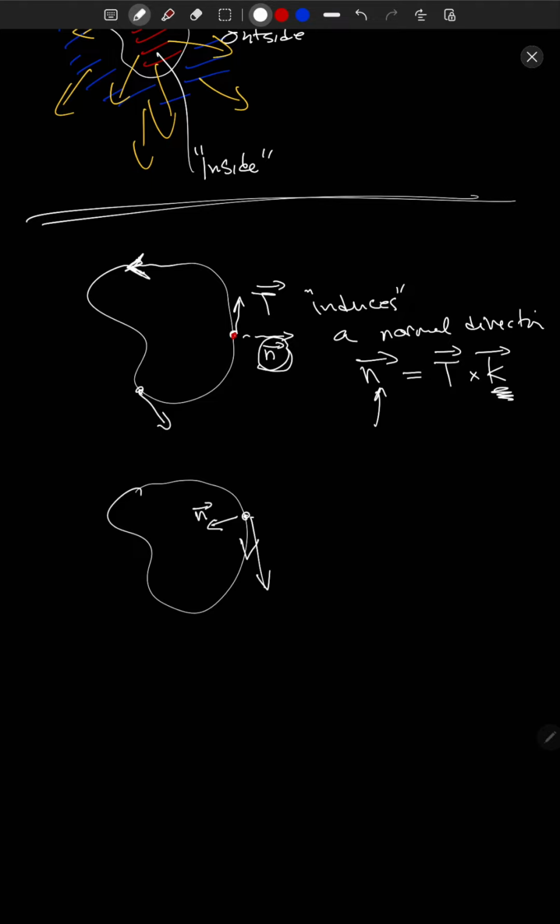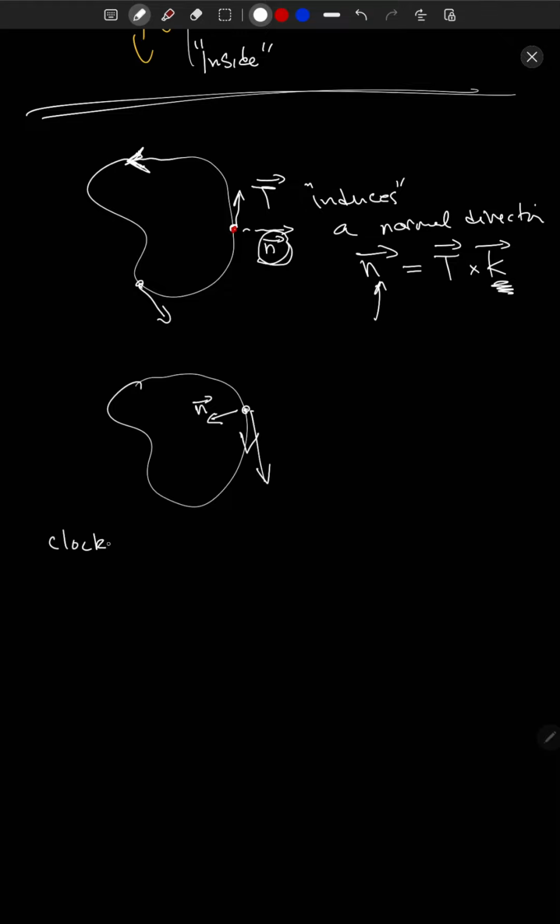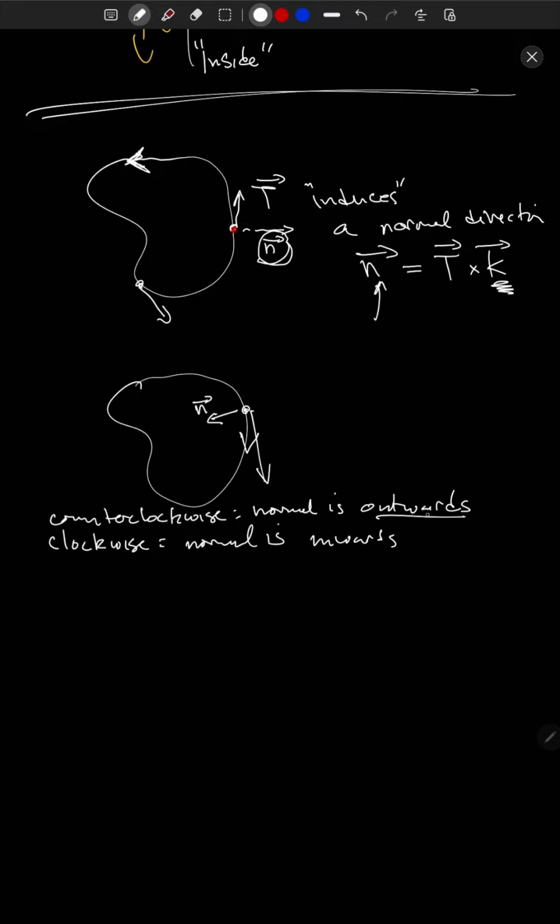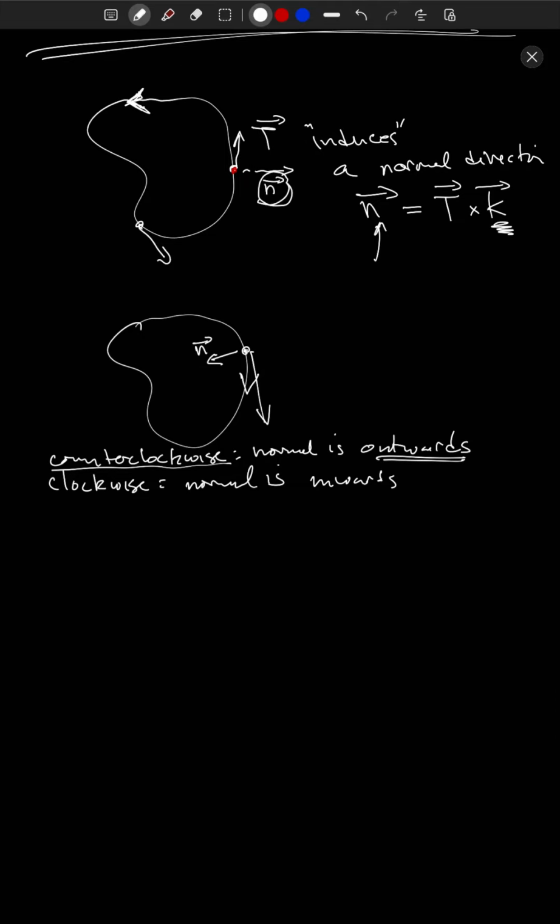Okay, so that's the gist of it. Let me actually write that down. Clockwise, normal is inwards. Counterclockwise, normal is outwards. And usually we want to talk about the outwards normal. So usually we're going to want counterclockwise orientations for our curve. By the way, notice we said this was only in R2, because a closed curve in R2 that doesn't intersect itself does delineate between an inside and outside. But a closed curve in space does not create an inside and an outside. So that's why we're not doing space in this particular example.